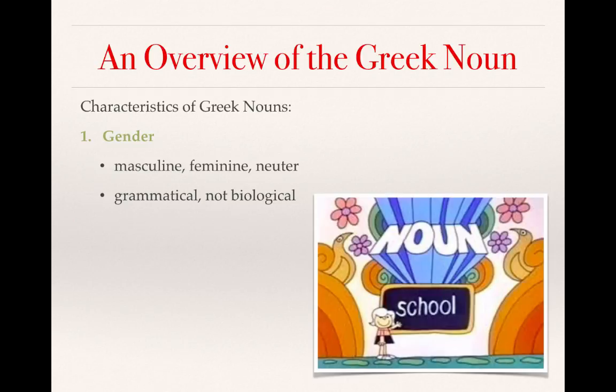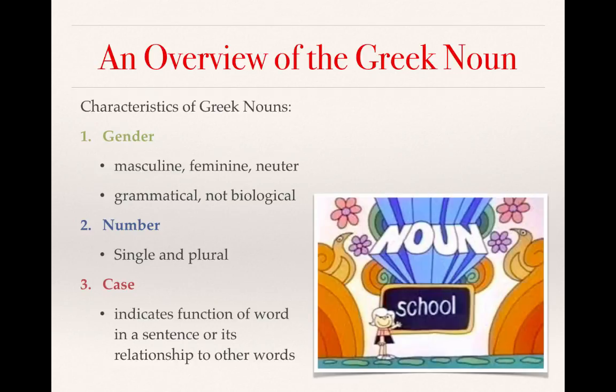The closest thing in English is gender-specific pronouns. He or she or it would be the example of masculine, feminine, and neuter, or perhaps gender-specific nouns like actress versus actor in English. Next, the next important category is number. And with Greek, you can either have a singular or a plural.